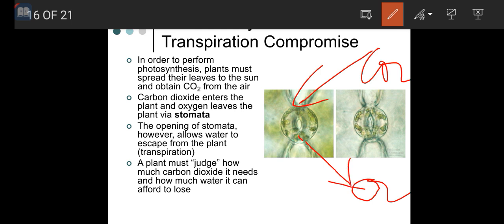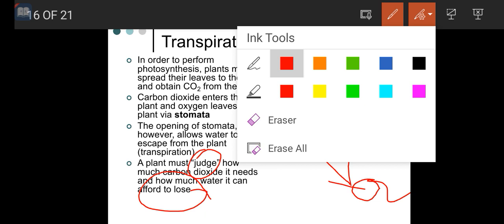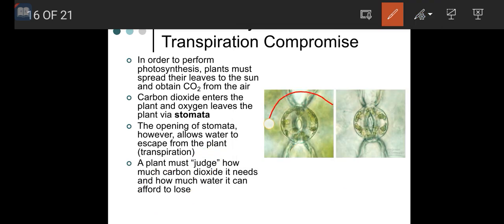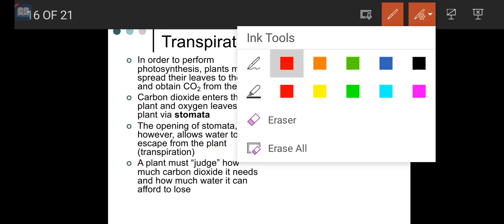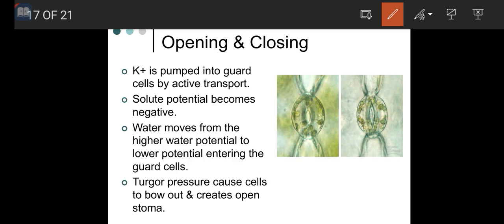The opening of a stomata, however, allows water to escape from the plant: transpiration. A plant must judge how much carbon dioxide is needed and how much water it can afford to lose. This is judged by the plant. Everyone knows how their hunger is; that is also known by the plant.